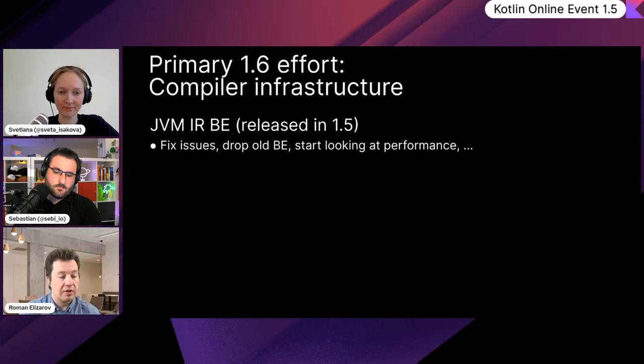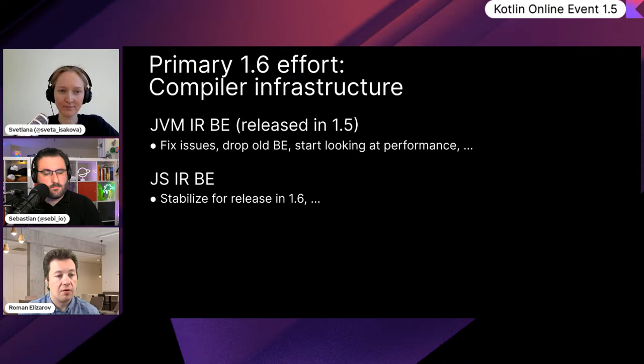And then there is also the JavaScript IR backend. We originally tentatively planned to make it stable in 1.5, but it turned out there is more work to stabilize it, and the decision was not to make it stable in 1.5 because a critical piece of functionality, namely incremental compilation, wasn't ready. So now the team is closing this gap so that for the 1.6 release, they can finish it and make it stable. And then again, it will follow the same tracks.